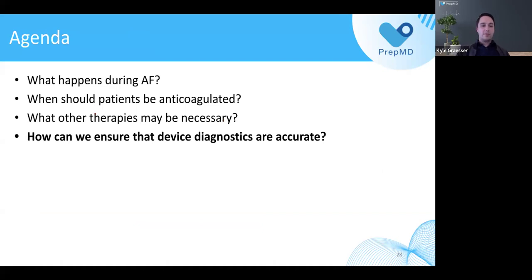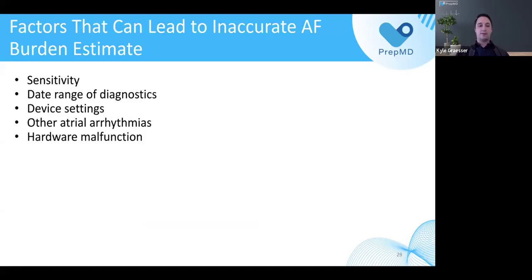So with that, I thought it'd be great to look at some of our case studies and really look at some examples of when our diagnostics might not be totally accurate and how we can know that and manage that. Some general reasons why this might happen is maybe we have undersensing or oversensing giving us inaccurate estimates. We have to keep in mind the date range of our diagnostics, making sure we're looking at the period of time we want to and managing that.